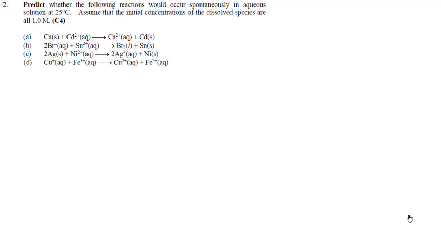Class, we will proceed with question number 2. So dia suruh predict whether the following reaction would occur spontaneously in aqueous solution at 25 degrees Celsius. And then dia suruh kita assume initial concentration of the dissolved species are all 1 molar. Maksudnya dia ni adalah standard condition lah. So apa yang kita perlu tentukan sekarang adalah dia punya standard cell potential ataupun E0 cell.